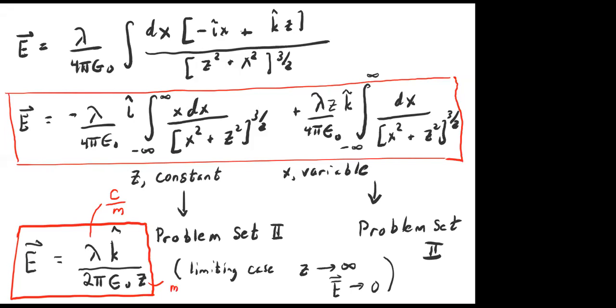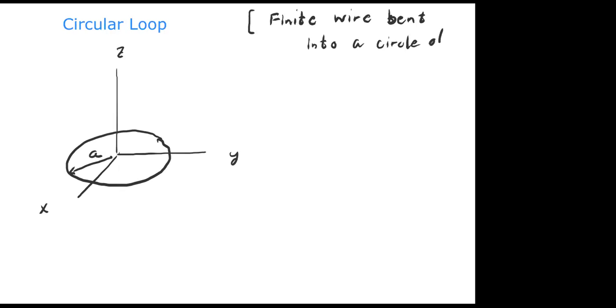Okay, so there's one remaining problem that I want to talk about. And that's the problem of a circular loop. So again, let me write the problem down first. And then I'll talk about what it is I want to find in a minute. So I'm going to do this in Cartesian coordinates, x, y, z. And I'm going to have a loop of radius a. So what my loop is, it's a finite wire that's bent into a circle of radius A.